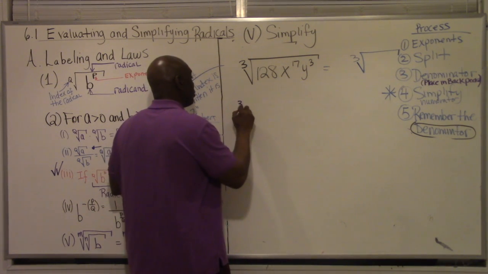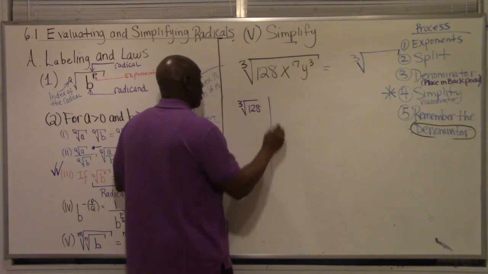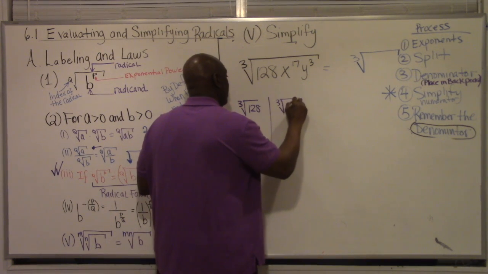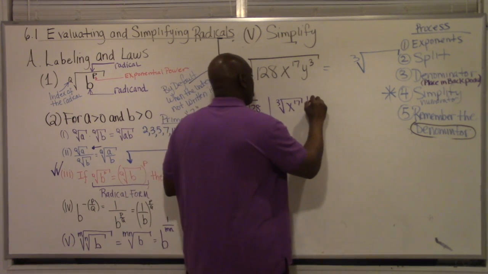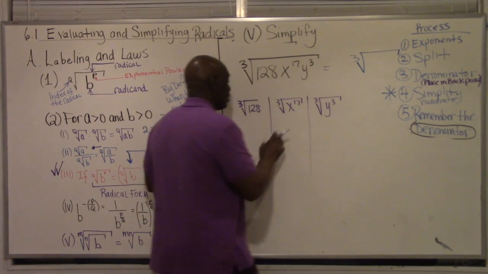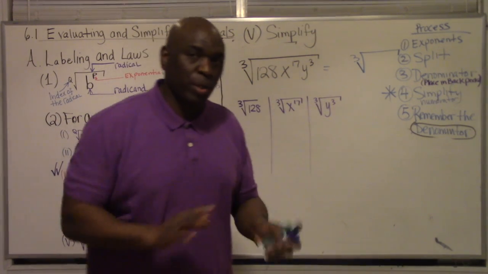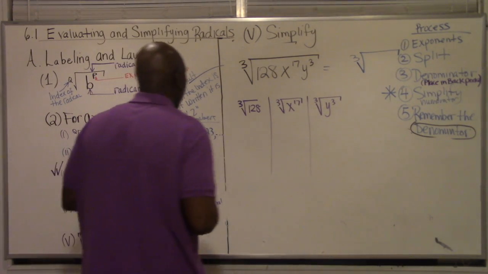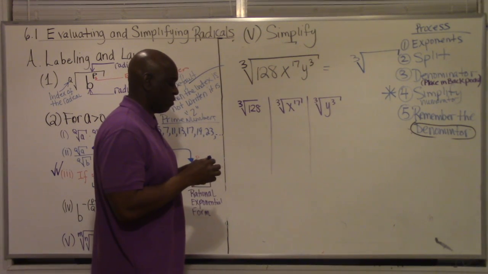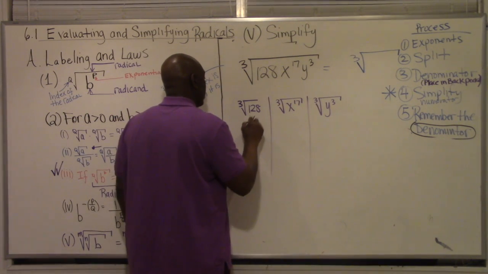I'm going to look at the cube root of 128. And I'm going to look at the cube root of x17. And I'm going to look at the cube root of y cubed. I'm going to look at each case individually. All right. 128. Let's break it down. Doesn't matter how you start. All right, so what is 128?